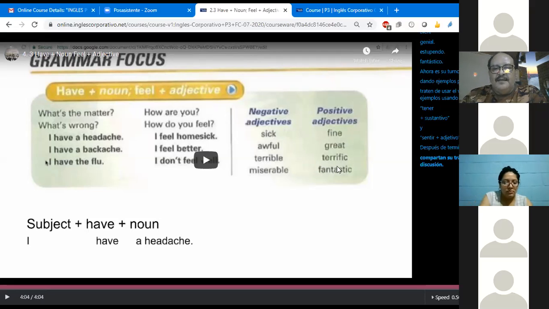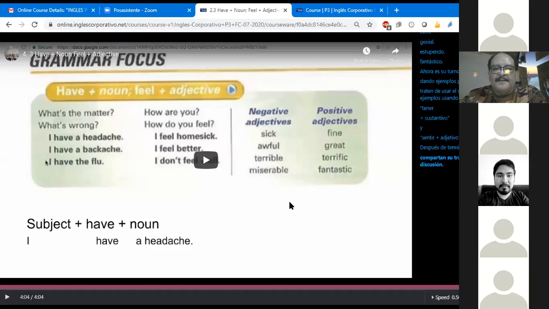Don't confuse terrible and terrific, okay? Terrible is negative, terrific is positive. If you tell a person, hey, you look terrific, it's something nice, something good. But if you tell a person you look terrible, it could be offensive, or it could be something probably not very nice to say, okay? Okay. Good.